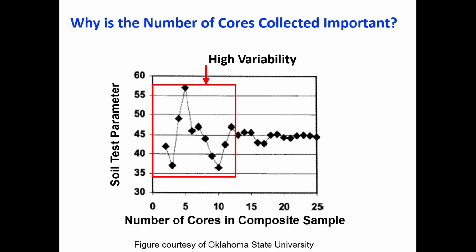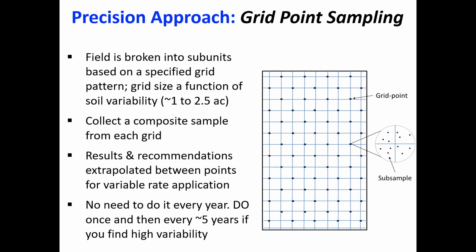But as you start taking more cores, you get into 15 or 20, then you begin seeing less variability in the field. And this, of course, varies in some fields. Some fields are fairly uniform. Other fields that have never received any manure application, you're going to pretty much see the same soil texture, same soil series, very similar. Most of the fields that we have that have received manure application over a longer period of time are the fields that are going to have high variability. So you want to pay a little bit more attention in taking more cores; a few more won't hurt in that situation.